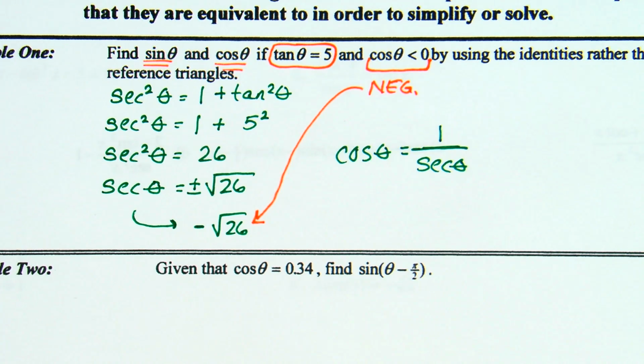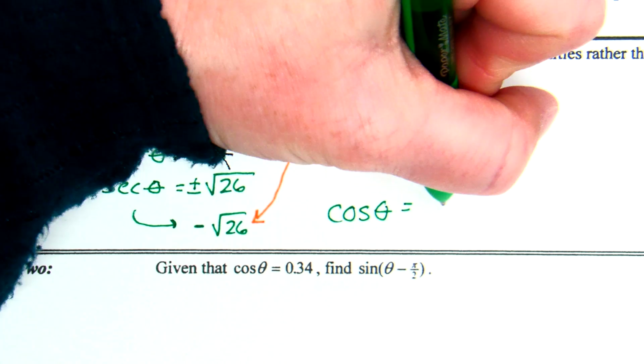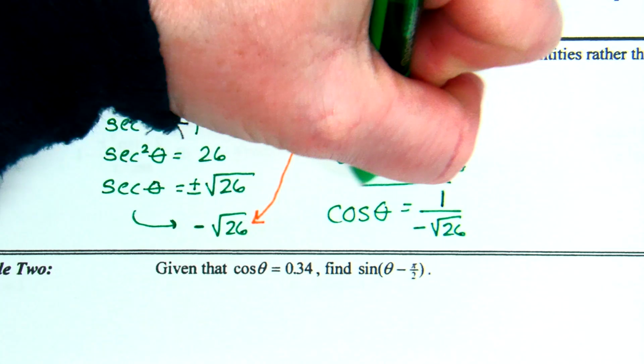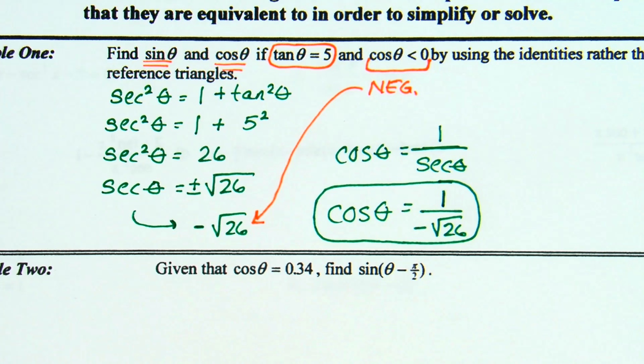Now, you could also pick the other one. Secant is equal to 1 over cosine, but this one just seems easier to me. So, if secant is negative square root of 26, what is cosine? 1 over negative square root of 26. You can have a negative outside of a square root. It couldn't be inside the square root. But the negative is not inside the square root, it's outside.